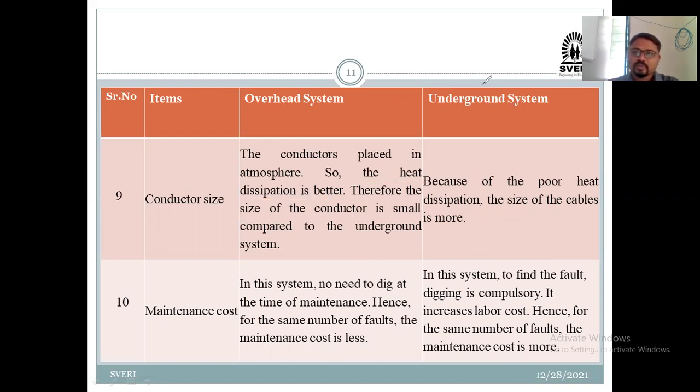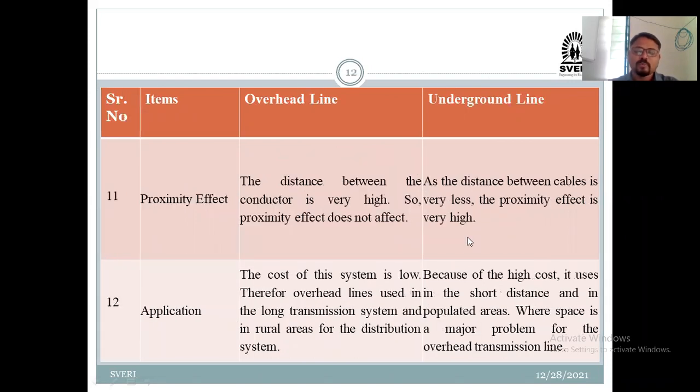Okay. The next point is nothing but the proximity effect. Now what the proximity effect is, we are going to see in our last chapter, so I will not do it here. It is one of the effects observed in the overhead transmission line and in the underground transmission line. But here just remember that whatever proximity effect is there, it is very less or it is not going to affect the overhead transmission line, but the chances of proximity effect are very high in the underground system, or you can say underground transmission line.